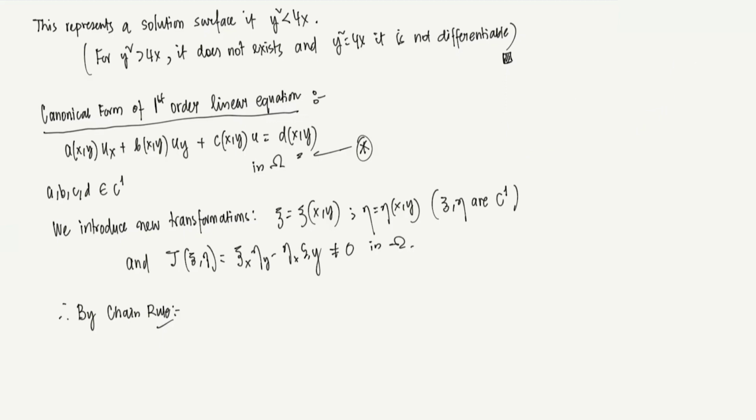Now with these new coordinates, you see the equation will change, right? So essentially what's happening here is this: u x can be written as u xi times xi x plus u eta times eta x, and u y can be written as u xi times xi y plus u eta times eta y. Clear? This is just the chain rule, nothing special is happening. Once this is true, we can replace this u x and u y in star.